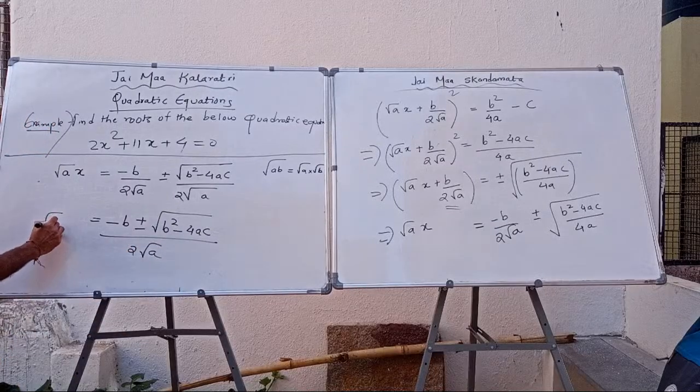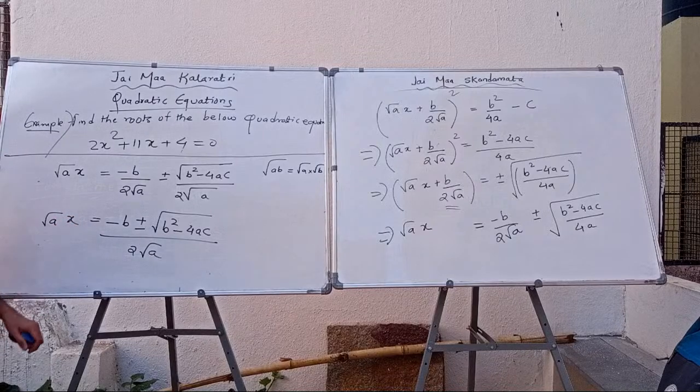Okay, but now I don't need the square root of a here. I just want x is equal to something. So what do I do? x is equal to the same thing. In the denominator, you put a root a. You bring root a to the denominator.